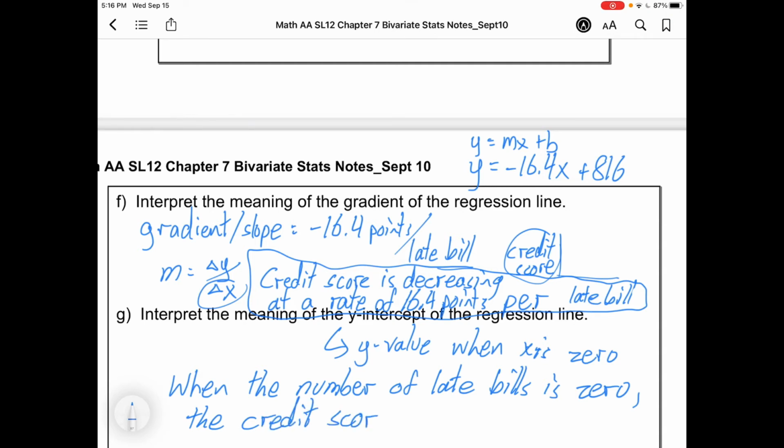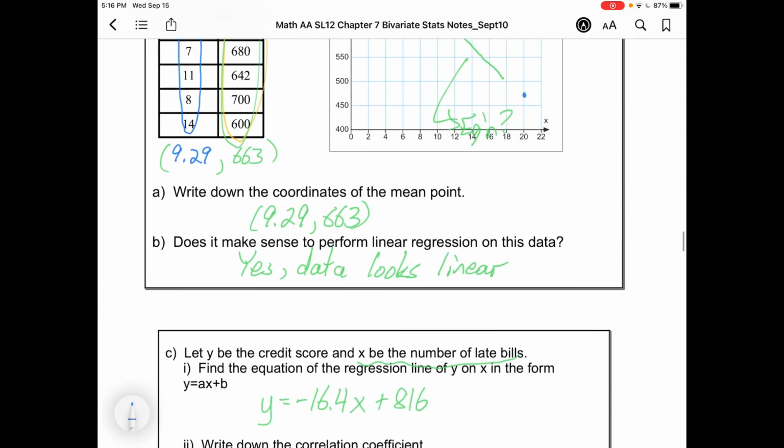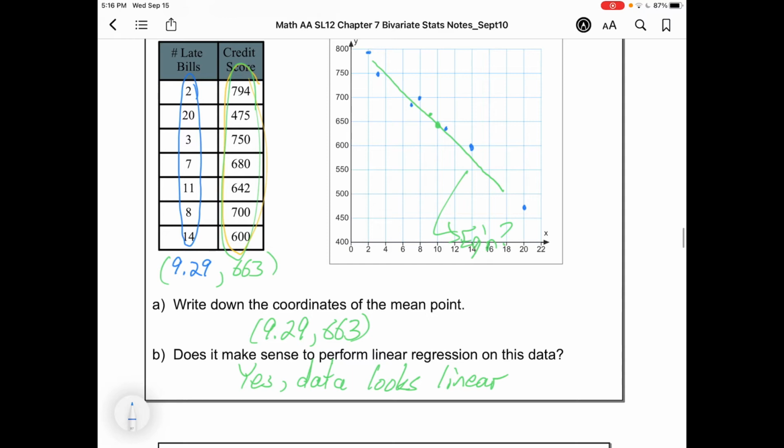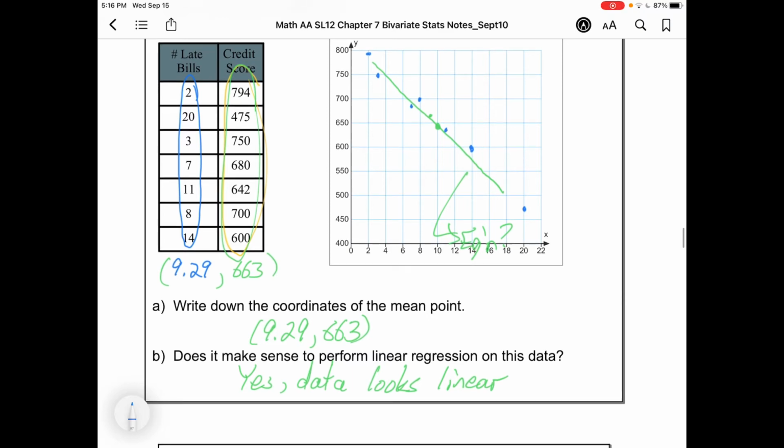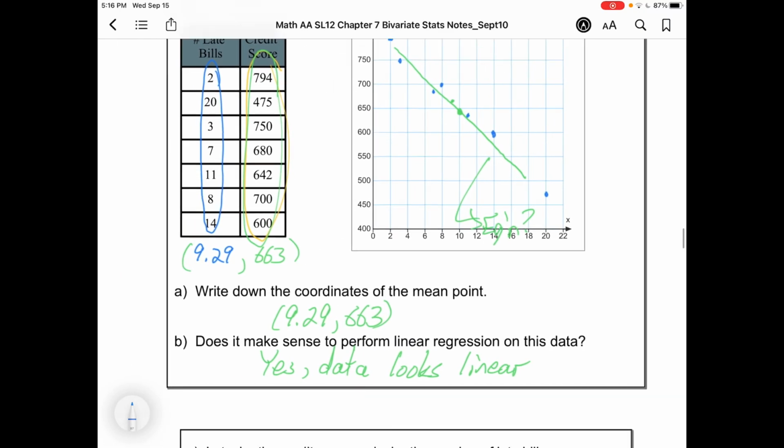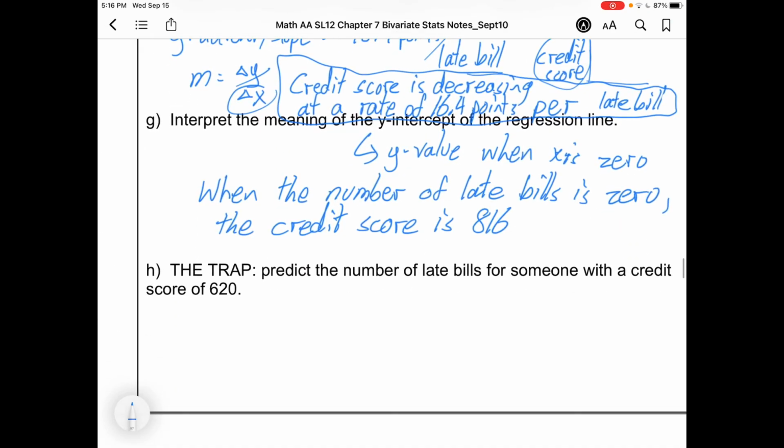which is very high. Now think about that. Is this an okay thing? It does have that meaning, but it would not be a good thing to do because it would be extrapolation. We only know about between 2 and 20 late bills. So we could also mention that here, that even though we're asked to assign meaning, this is extrapolation. And if we want to talk about it as a blunt instrument, we're just going to say, not okay.